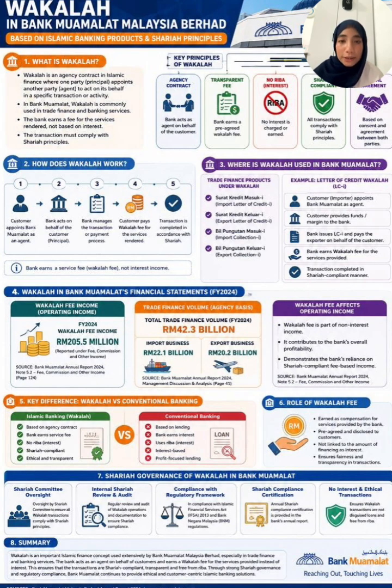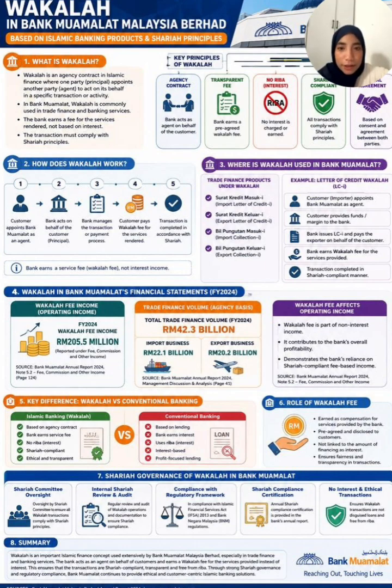There are 5 key principles of Wakalah. The first one is agent contract. The second one is transference fee. The third one is no riba, which is no interest. The fourth one is Sharia compliance. And the last one is mutual agreement.